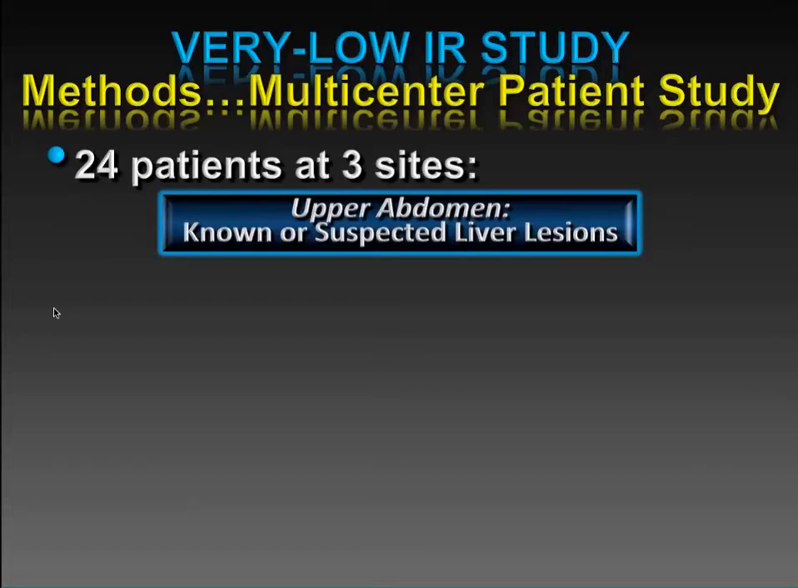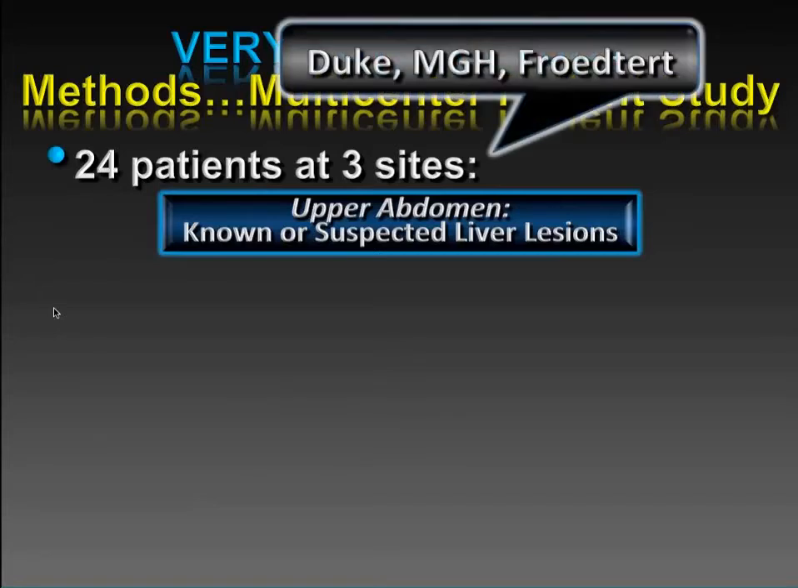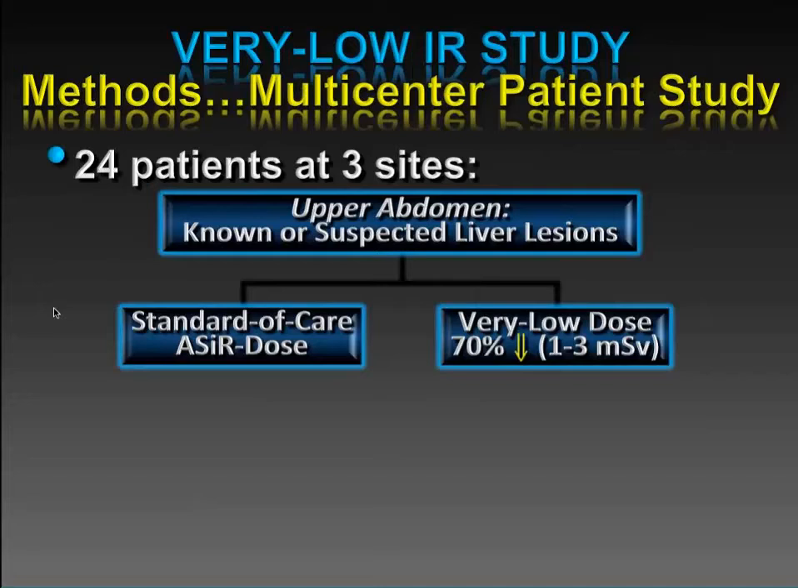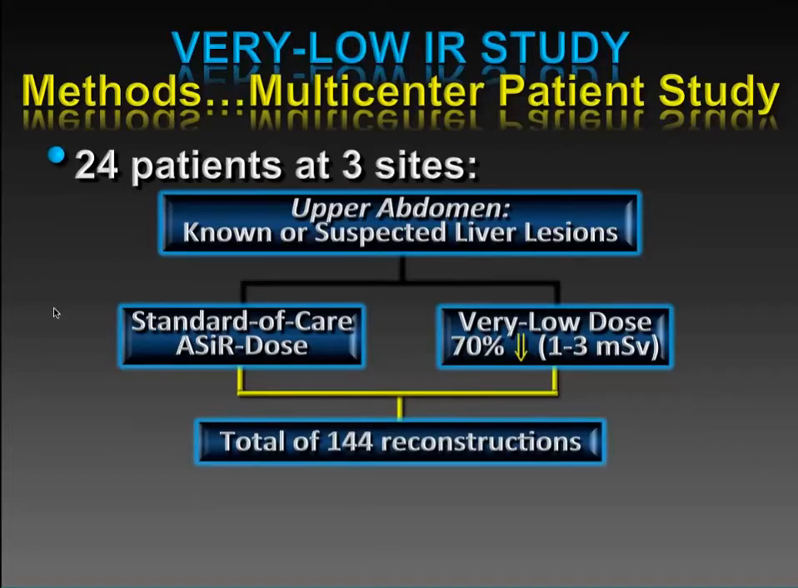I want to share with you some preliminary results from the multi-center study from VAO, where we basically took 24 patients who were scanned at 3 different sites, including here at Duke, at Massachusetts General Hospital, and at Froedtert in Milwaukee. And we looked at the upper abdomen in patients with known or suspected liver lesions, and we scanned them twice. Once with a standard of care ASIR dose, and that's an ASIR dose, not a filter back projection dose. And then a second time with a 70% dose reduction with the goal of 1 to 3 millisieverts.